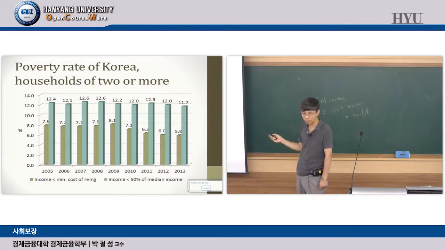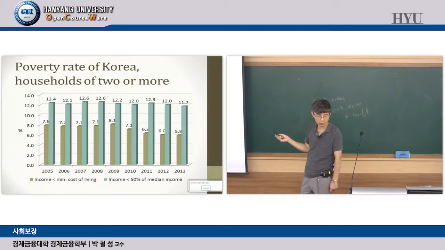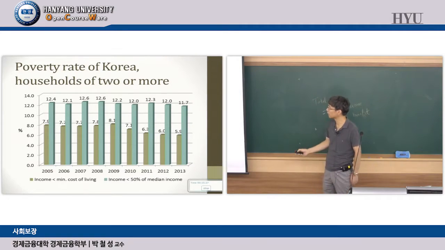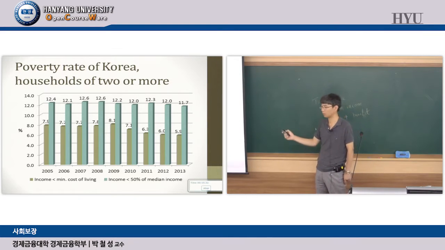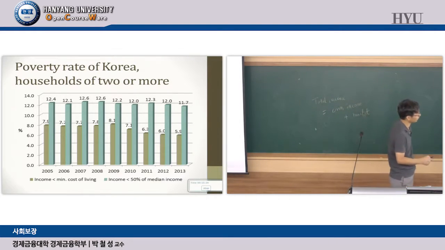This number may be different from your slide. Is it? Okay, because I have seen some different. Same? Okay. So it's around 12%. It didn't change much. So it means what? 1 out of 10 households in Korea, the household income is below 50% of the median income. But the absolute level is much lower, about half of the relative poverty rate. So the absolute poverty rate is about half of the relative poverty rate.